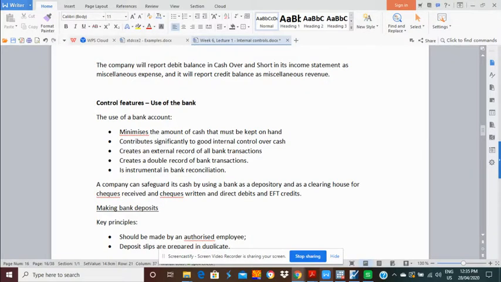Regarding having control over cash and having internal control procedures for the cash. Of course, you can have various funds like a petty cash fund. You can have various internal procedures, segregation of duties, and so on. But the easiest way to control the cash is to have a bank account, to involve the bank as a third party.